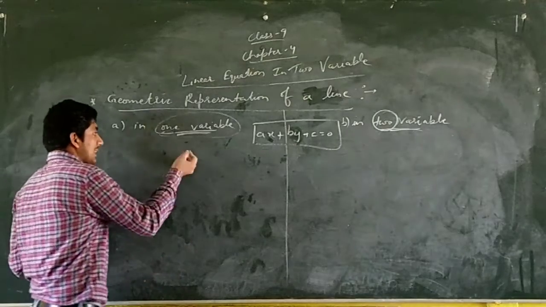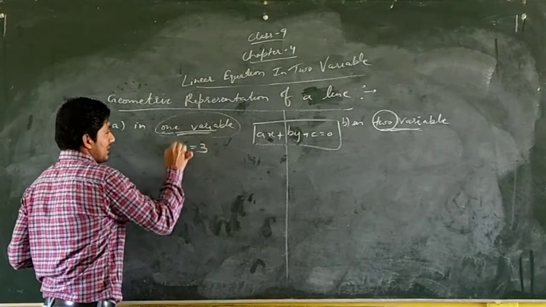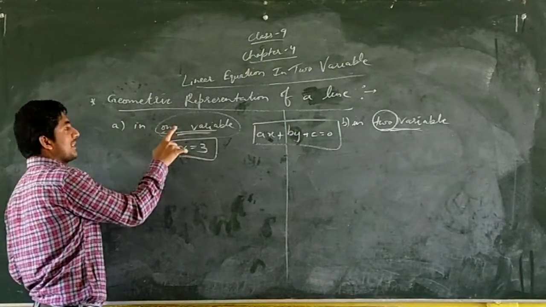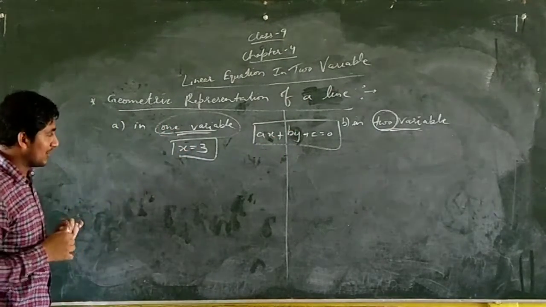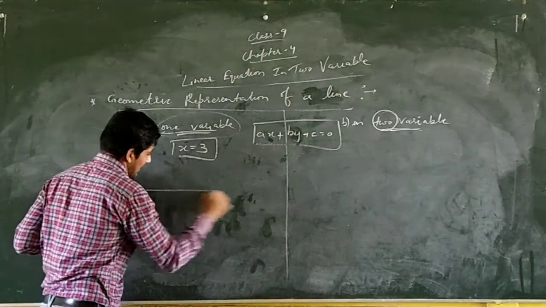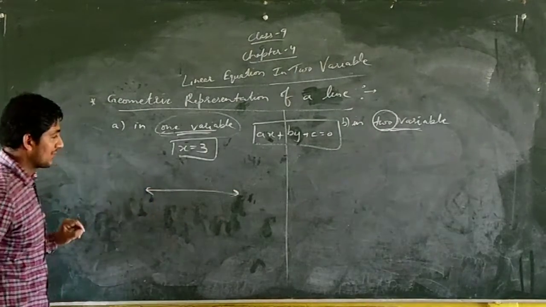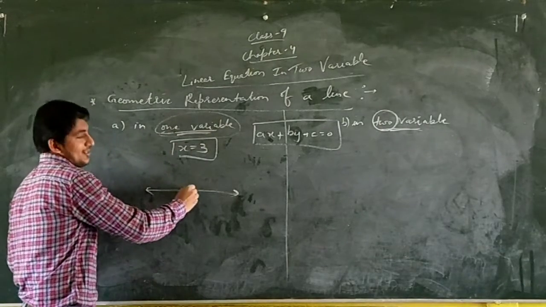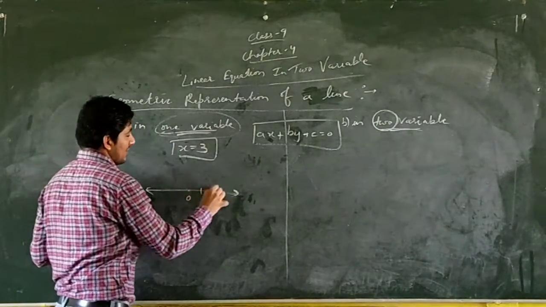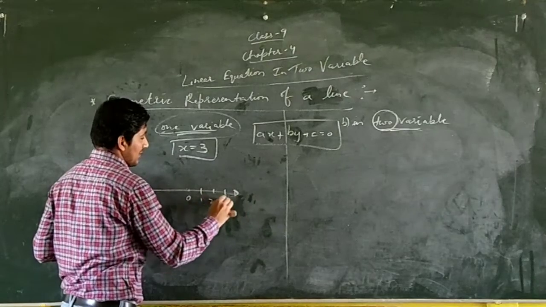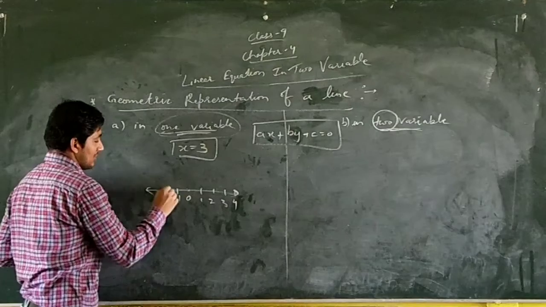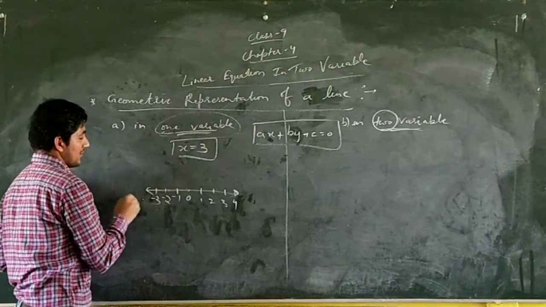For example, let x is equal to 3. This is a line, and we have to represent it in only a single variable. So what will we have? A number line. We know that the number line starts with the origin 0. In the positive direction we have positive values, in the negative direction we have negative values, and so on.